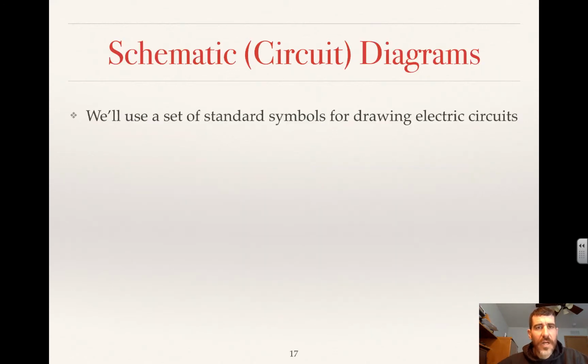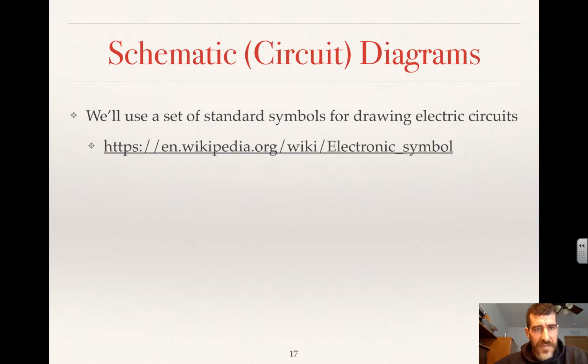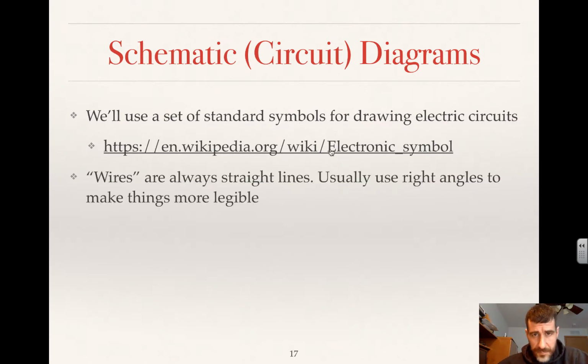Okay, so in order to draw circuits, we're going to use a standard set of symbols. There's actually a pretty nice little table listed on Wikipedia if you look up electronic symbols. And these are sort of simplifications of what these things look like in real life. And just to make things look nice and neat, wires are always straight lines. And typically you use right angles to make things just a little bit more neat and legible. And here's some of the symbols we're going to use.